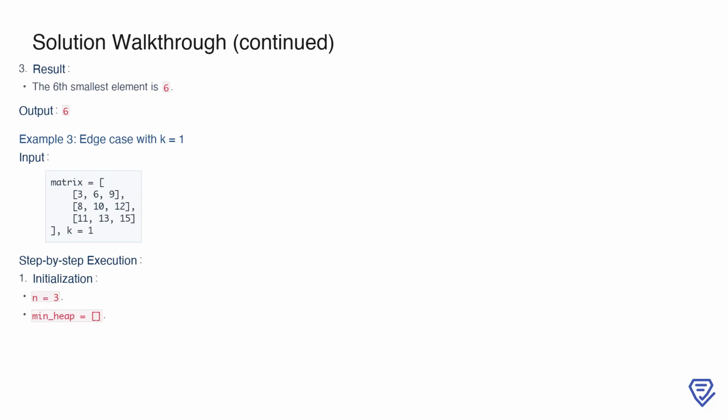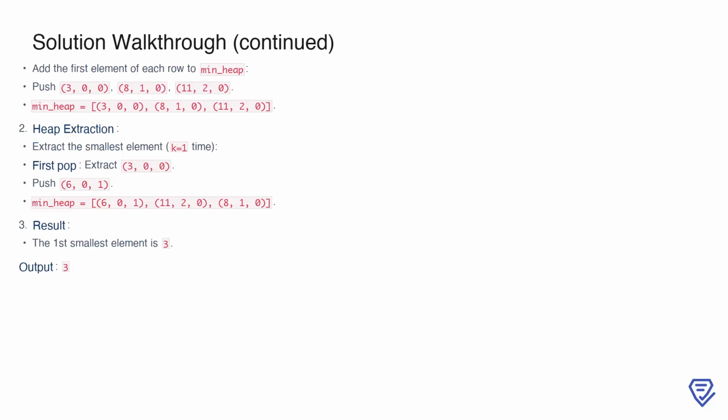After this step, the min heap contains the tuples (3, 0, 0), (8, 1, 0), and (11, 2, 0), representing the first elements from each row. To find the smallest element, we perform just one heap extraction since k equals 1. The first and only extraction removes the smallest value, 3, from row 0, column 0.